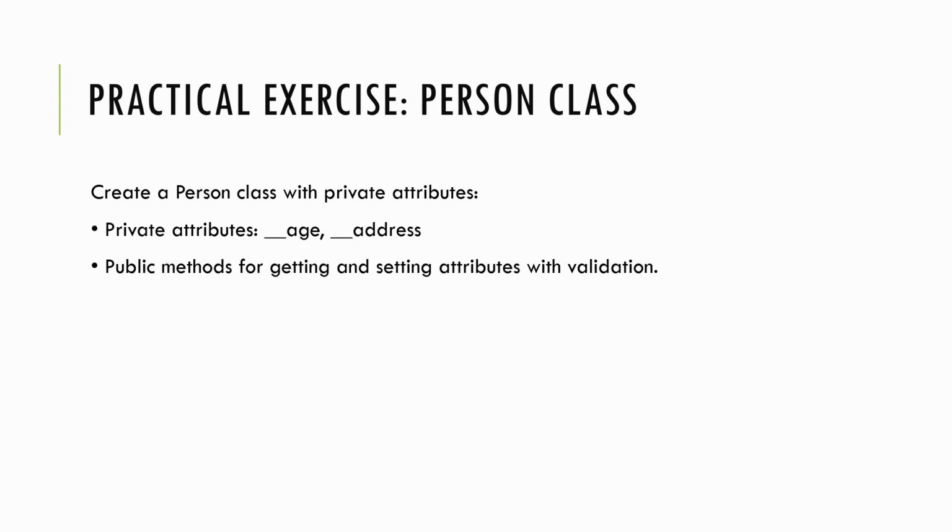Now let's move on to a practical exercise. We are going to create a person class. This class will have private attributes like underscore age and underscore address. We will also include public methods for getting and setting these private attributes. This demonstrates how encapsulation helps in controlling the access and modification of the object's data.